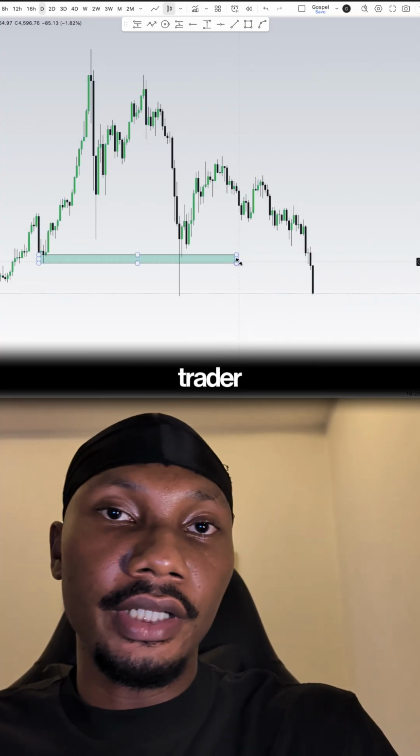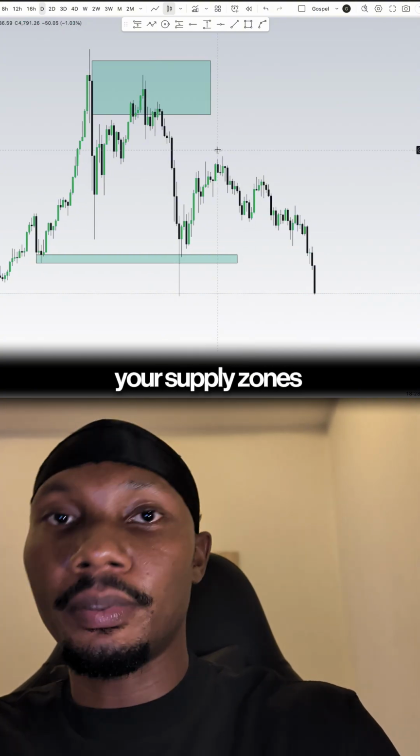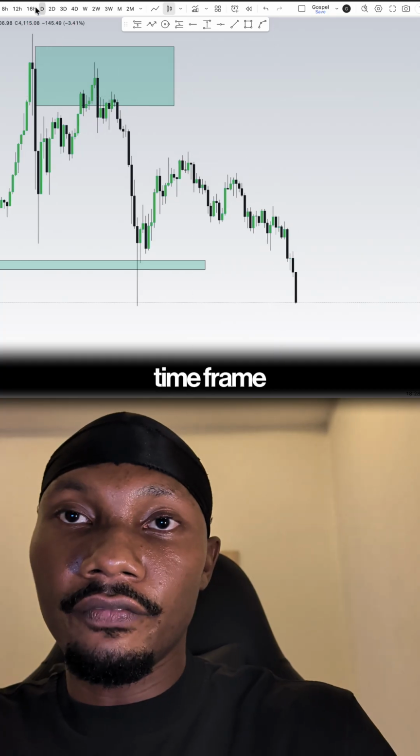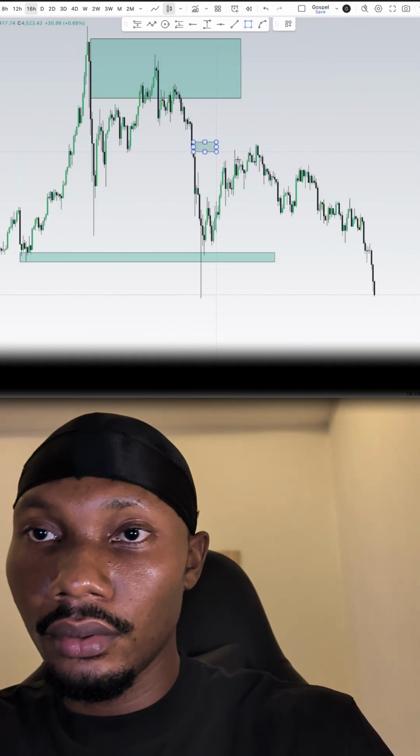So as a supply and demand trader, all you need to look for now is another supply zone. That's your point of interest. Your supply zones are your point of interest. Going down time frame, let's go to the 16-hour time frame. You can spot a clean supply zone here.